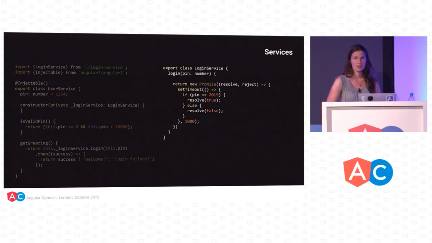The login service is even simpler. It just has one asynchronous method which returns a promise that resolves to either true or false based on the input pin. And this is a slow login system, so this is going to use a timeout of a second before it actually returns the right thing.